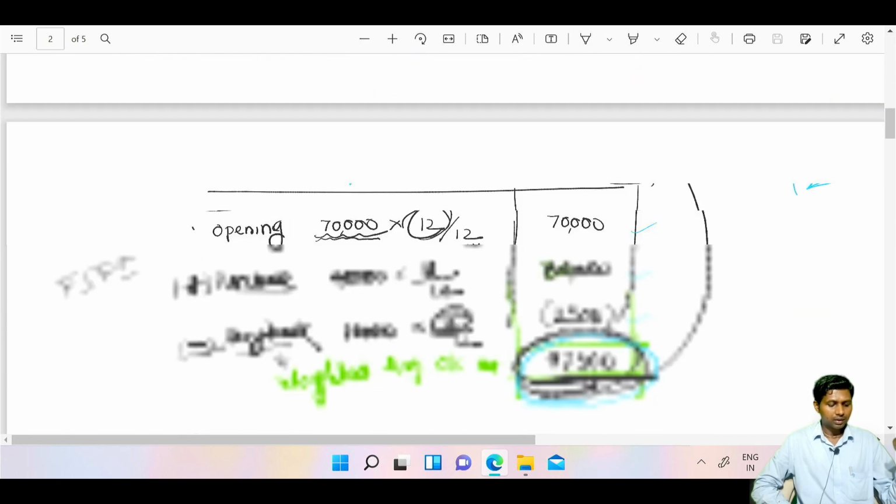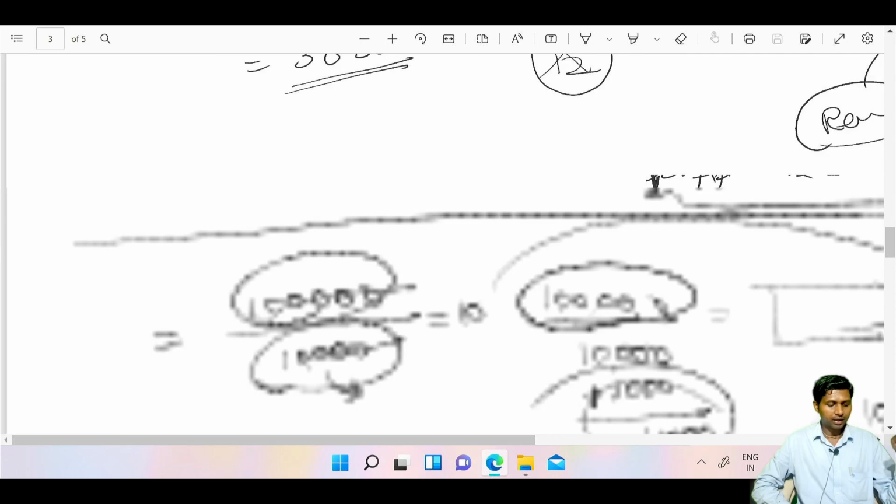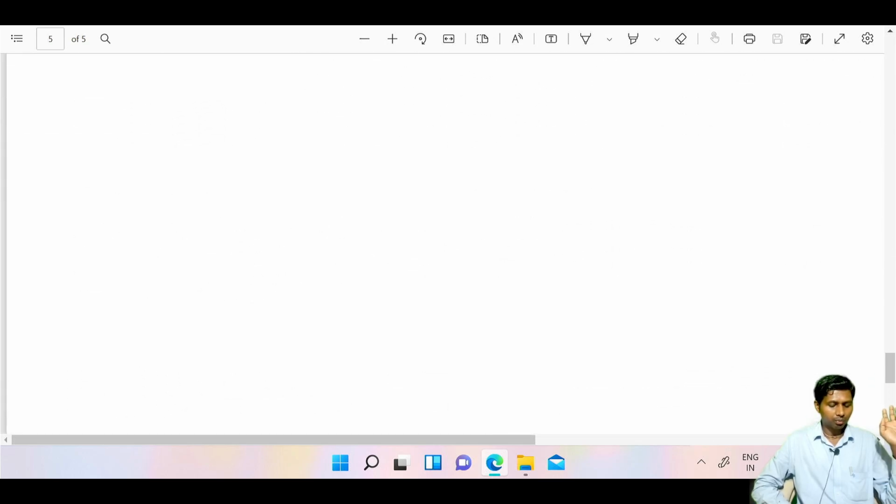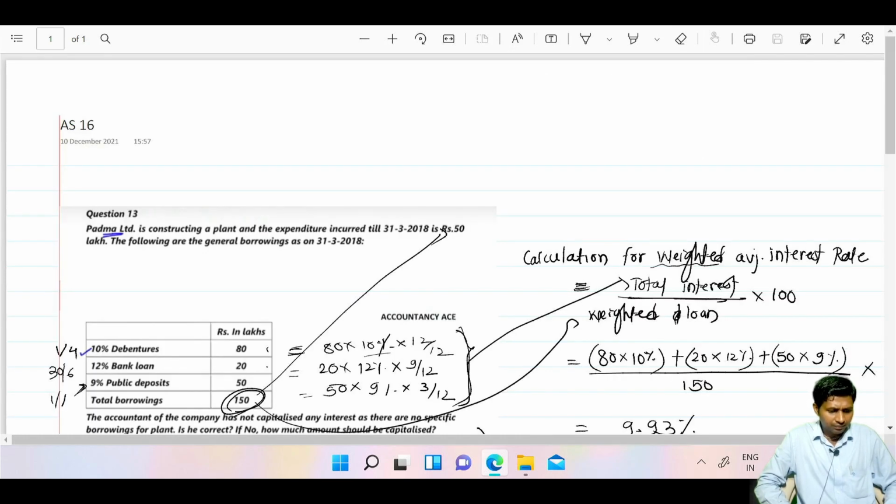Now, then yes, weighted and all. Straight away we'll solve one problem to understand. You will understand everything instead of explaining. Just check the problem.